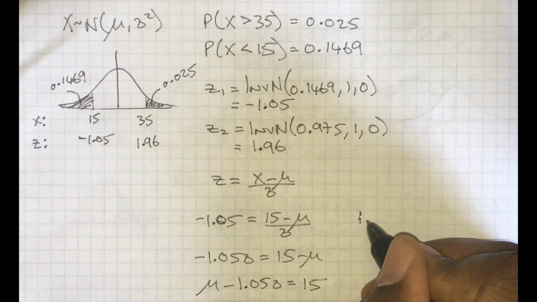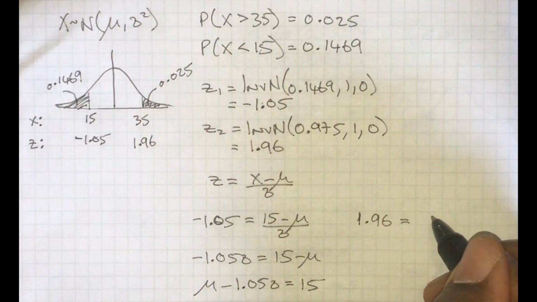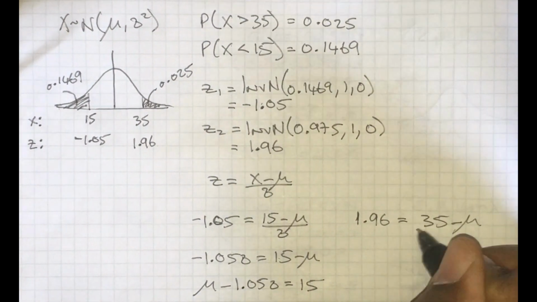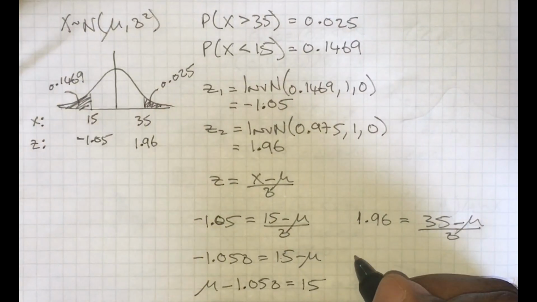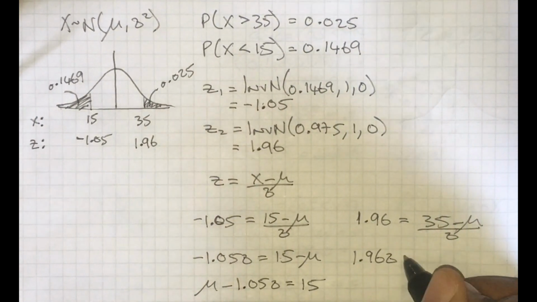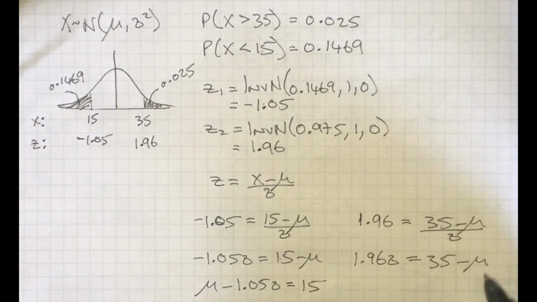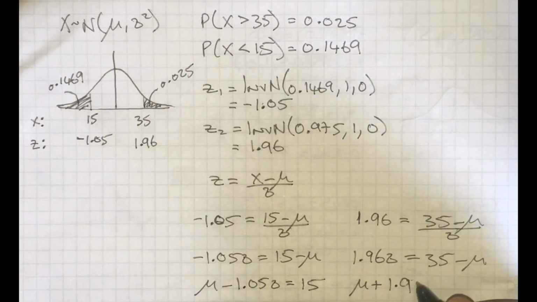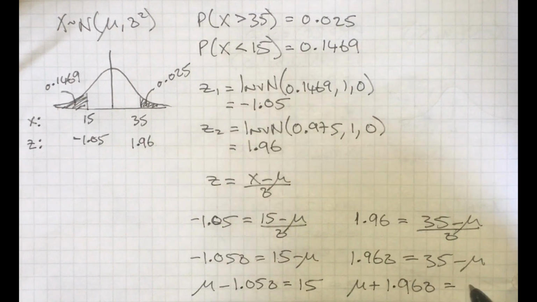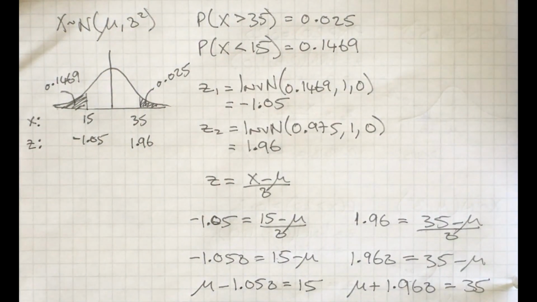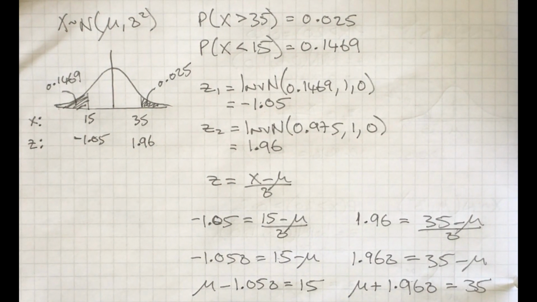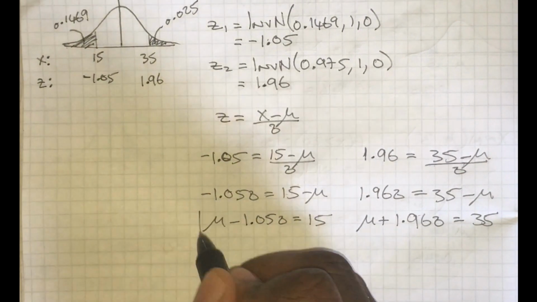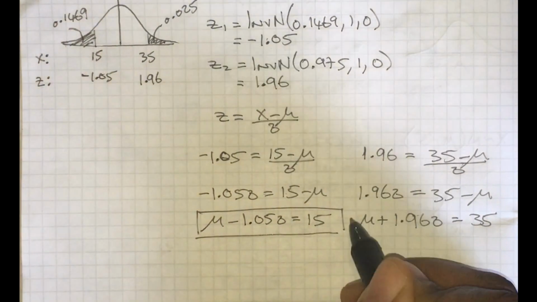We can do exactly the same thing for the other pair. So the 1.96, which corresponds with 35. Some rearranging again, and we get a second equation in terms of mu and sigma. We've got simultaneous equations here. Simultaneous equations where we can solve for both mu and sigma. We should have expected this because we can only solve for two unknowns with two equations.